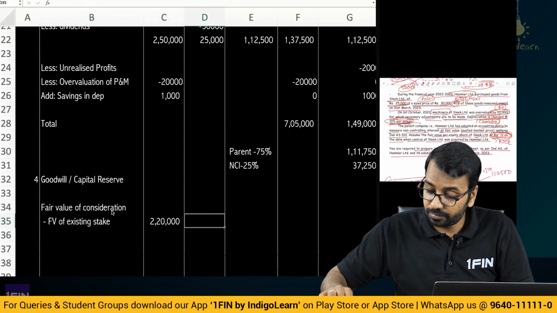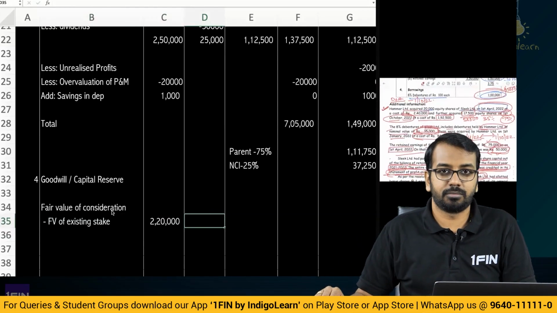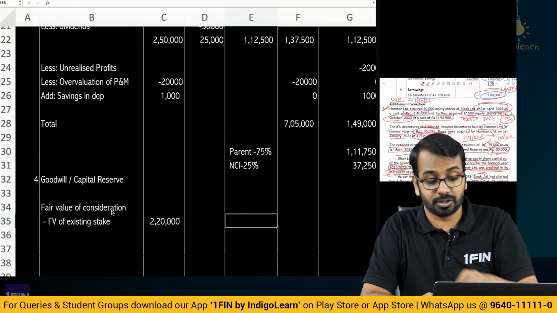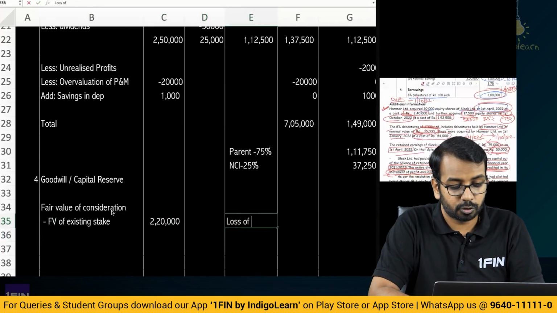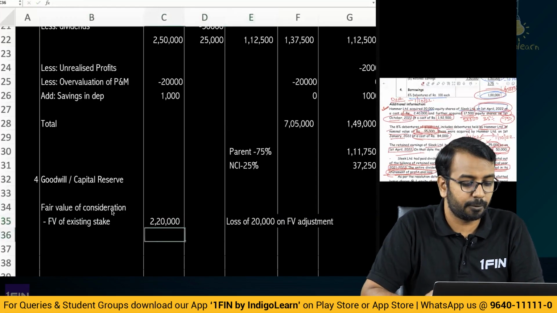Now how much did we acquire it for? We acquired it for 2,40,000. We acquired it for 2,40,000, which means there is a loss, so that loss you have to adjust. Okay, so there is a loss of 20,000 on fair value adjustment.